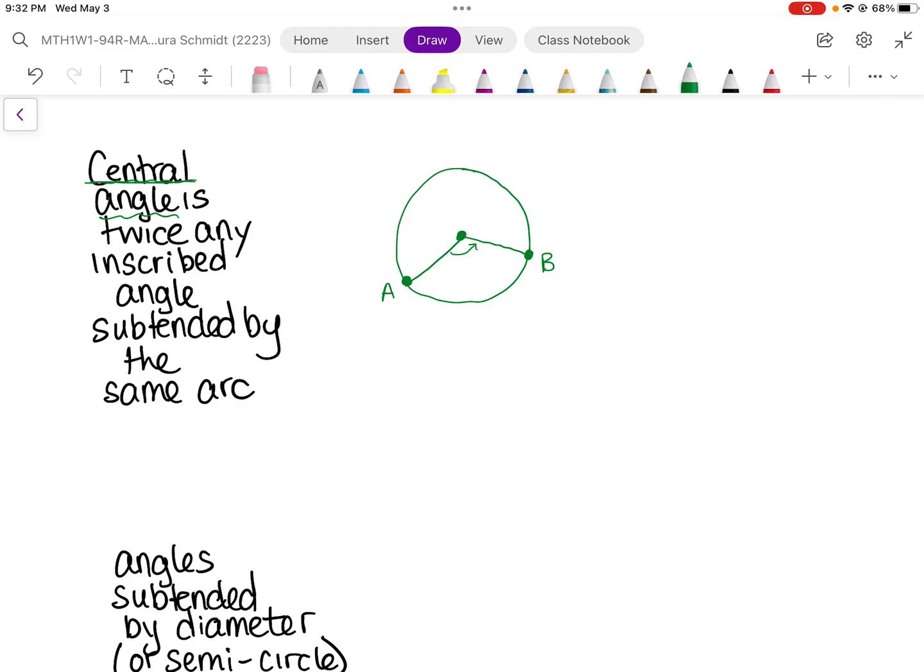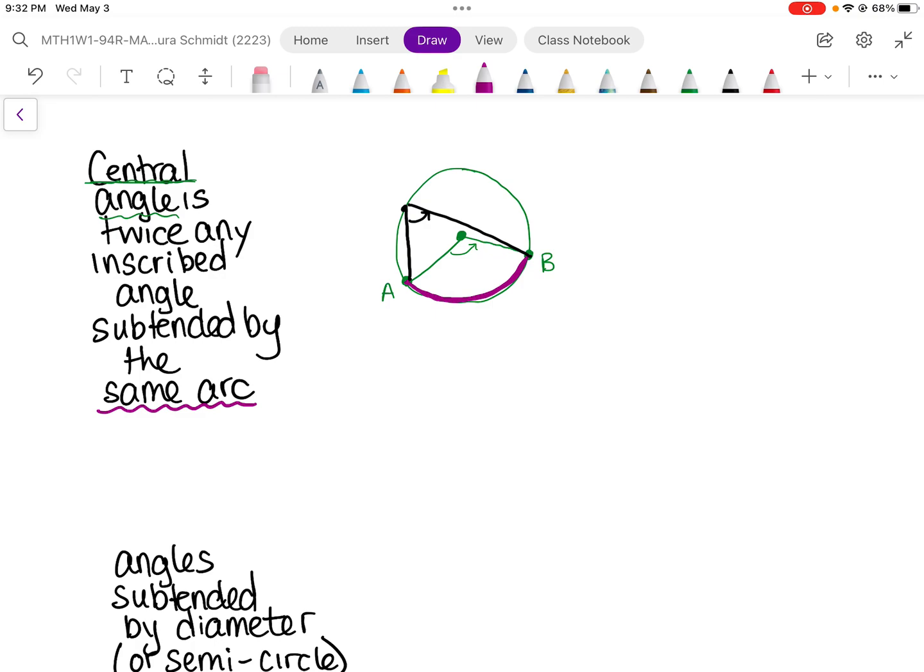If I create another angle, still using the points A and B, but not the center, so now let's say I just connect it here and here. And now I've created this angle. You can see that these are 2 angles that are subtended by the same arc, the arc being this right here.